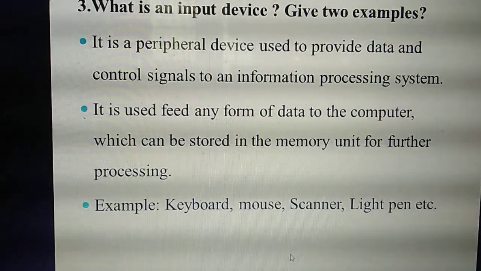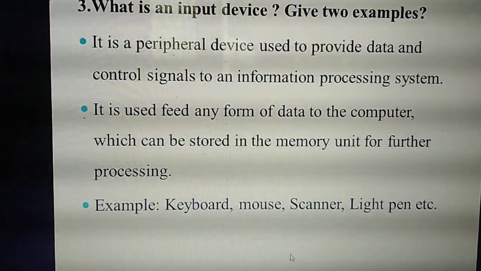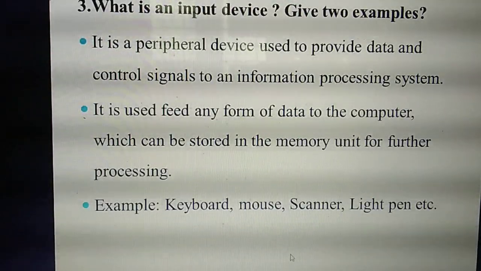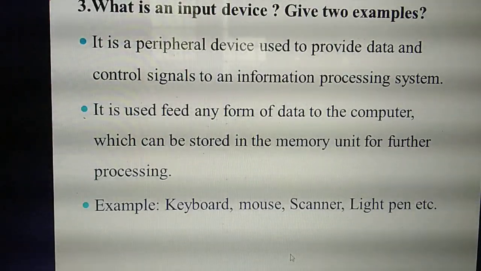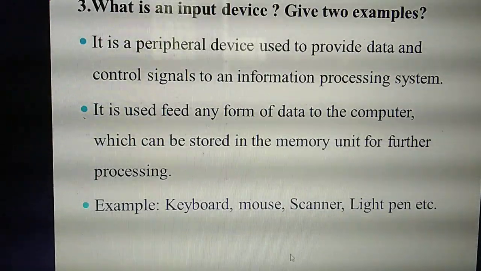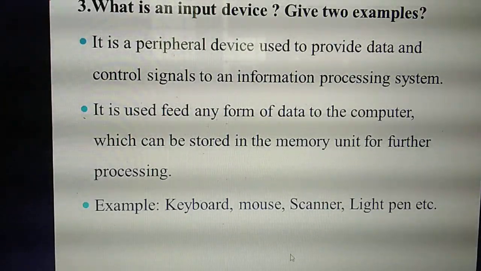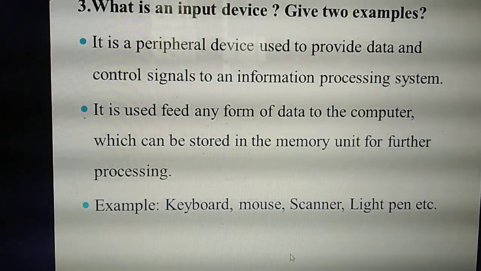First point, it is a peripheral device used to provide data and control signals to an information processing system. Second point, it is used to feed any form of data to the computer which can be stored in the memory unit for further processing.